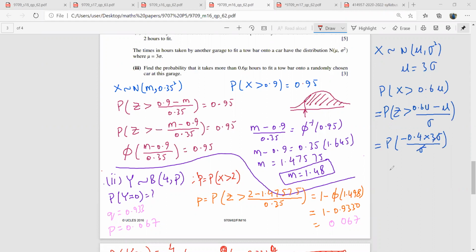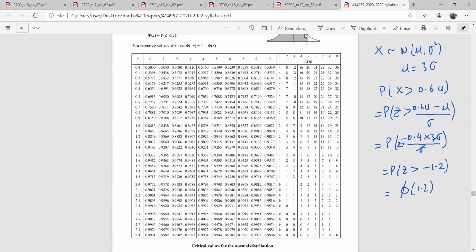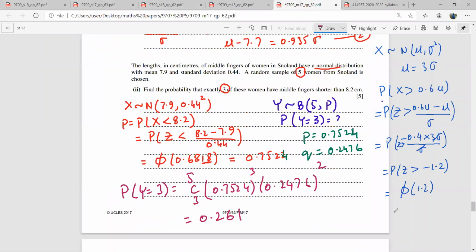So this is cancelled by this. So Z is greater than, I missed the sign, okay? So the probability Z is greater than minus 1.2. So there's a greater and then there's the minus thing, so that is going to be phi of 1.2. Let's find that quickly from here. Phi of 1.2 is 0.8849. That is the answer to the last part.